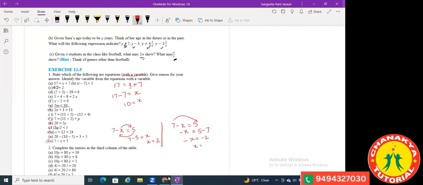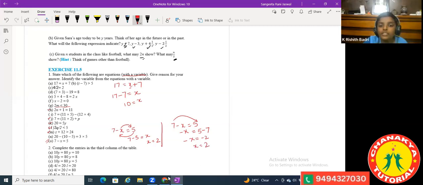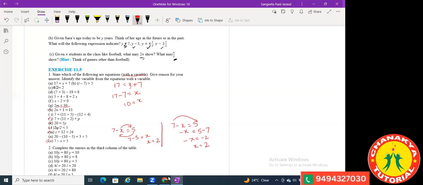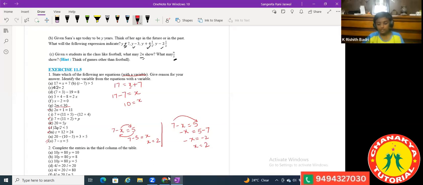Yes, ma'am. You must have studied this in integers. So x will become equal to 2. Minus, plus; minus, plus. Okay. You got it? I've shown you both ways, ma'am. Yes, ma'am, got it.